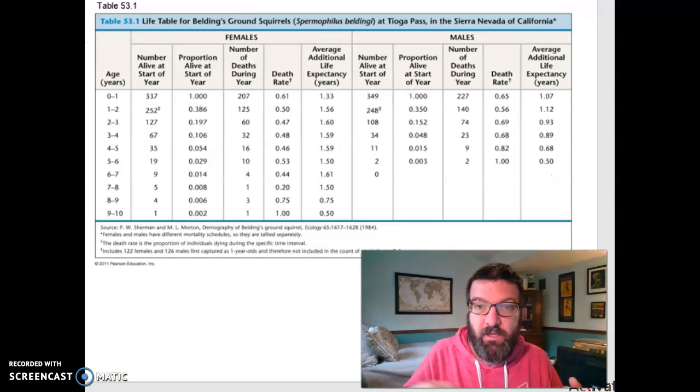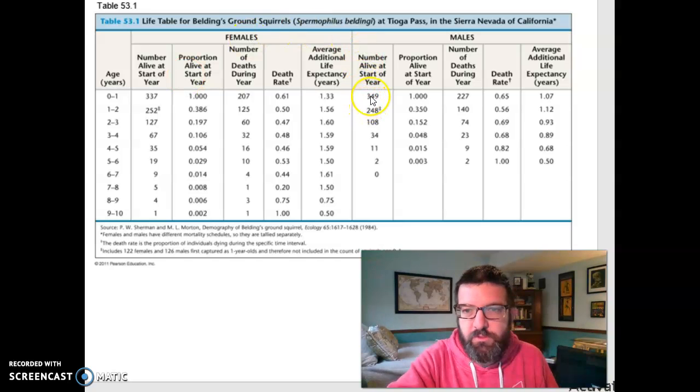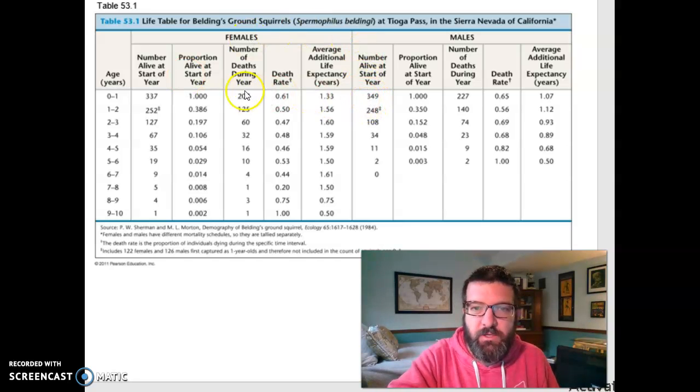Here we have a life table for Belding's ground squirrels. It separates females and males. And so the first year, at age 0 to 1, there are 337 females alive at the start, 349 males, pretty close. And 207 females die and 227 males die. So a few more males than females. Death rate slightly higher, not a ton higher.